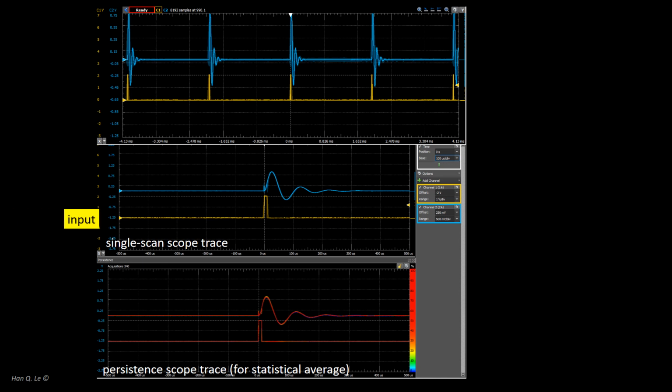A 10 microsecond square pulse signal was used to test the impulse response. The oscillatory relaxation is as expected.